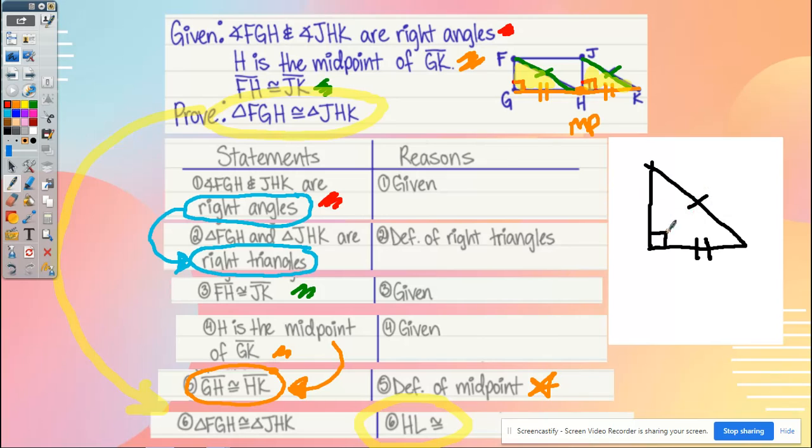How do I know this is the hypotenuse? Remember, you can take your little right angle and trace it to form an angle. The right angle always leads to the hypotenuse. And then this and this are considered legs, but I just need one leg to match the other leg. So do I have a hypotenuse matching a hypotenuse? I do. A leg matching a leg? Yes. And were they right angles in the first place, which means right triangles? Yes. So that's why these two triangles are congruent by hypotenuse leg.